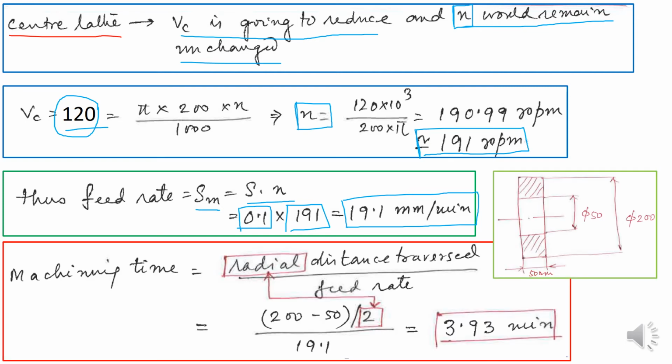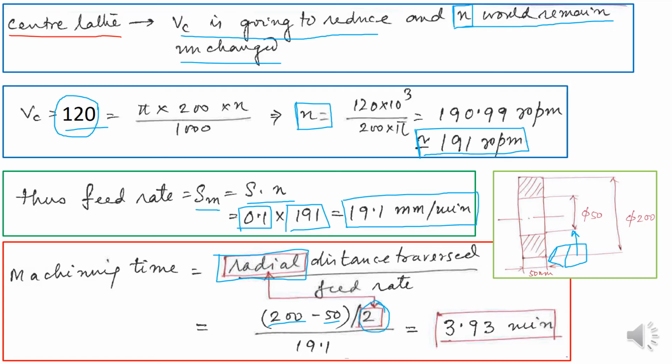Now, let us see how to calculate the machining time. Once again, this is the tool that would be moving in this direction. So, the movement has to be the radial distance traversed. Radial distance is from the outer diameter to the inner diameter, and because it is radial, it is divided by 2.